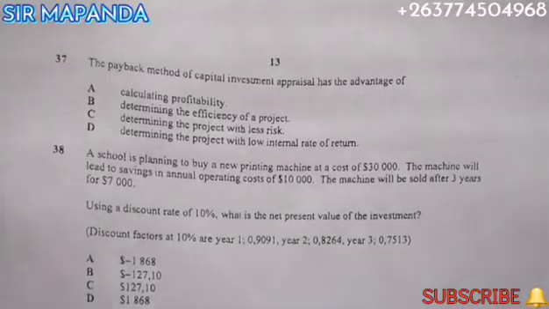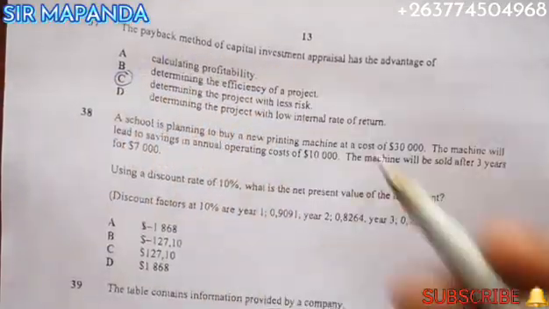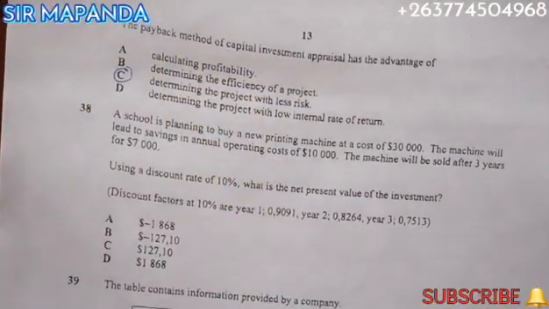The payback method of capital appraisal has an advantage of what? Your answer is C. Payback determines the project with less risk by considering a project with shorter payback period. I hope you are following. We move on to question number 38. A school is planning to buy a new printing machine at a cost of 30,000.